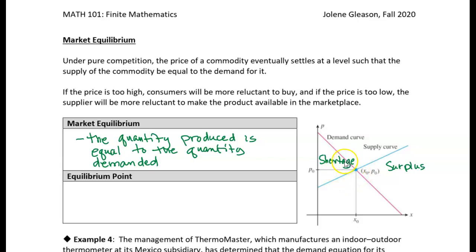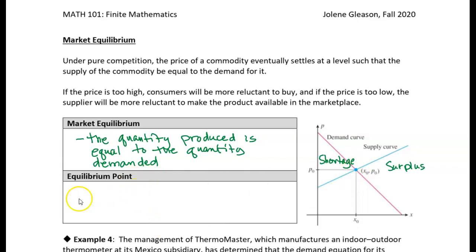So in pure competition, the idea is that the price will eventually settle to a point where the supply meets the demand. So if the price is too high, consumers will be reluctant to buy, and if the price is too low, the supplier will be reluctant to make the product available in the marketplace. Okay, so market equilibrium is when the quantity produced is equal to the quantity demanded. All right, and the equilibrium point is the point where supply meets demand.